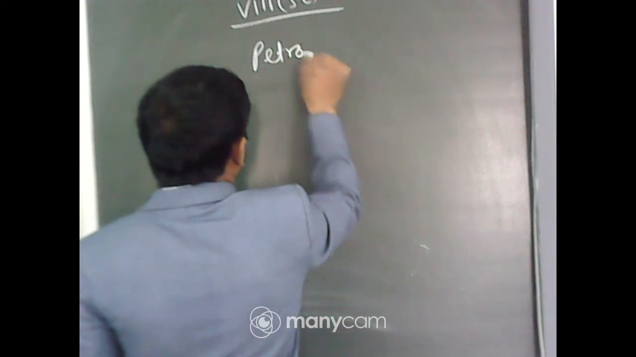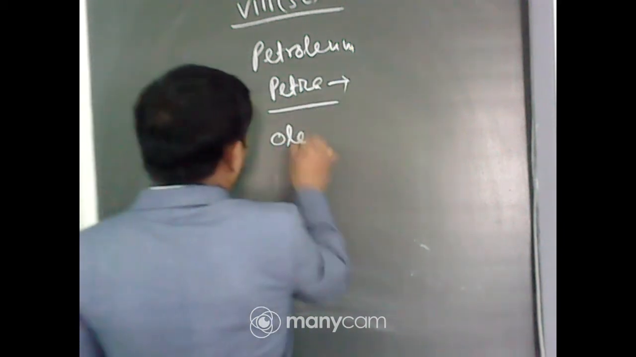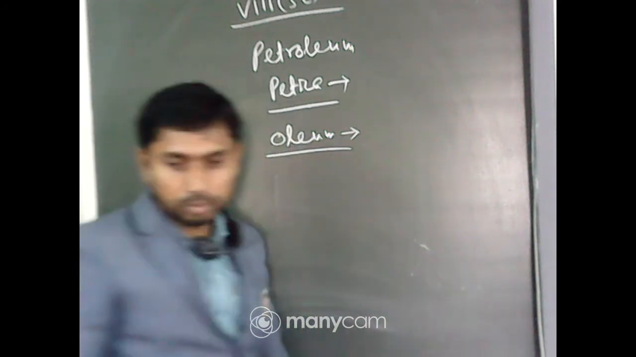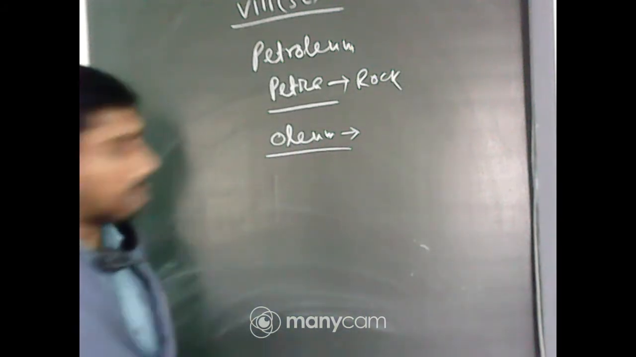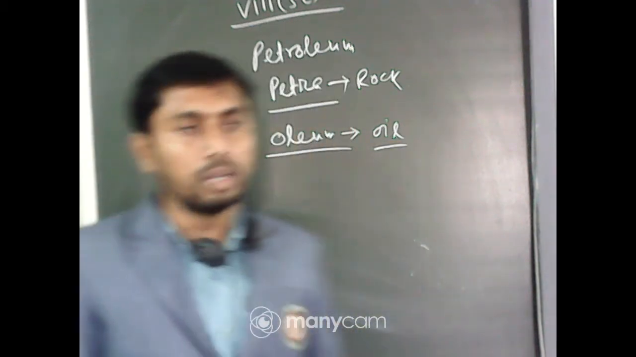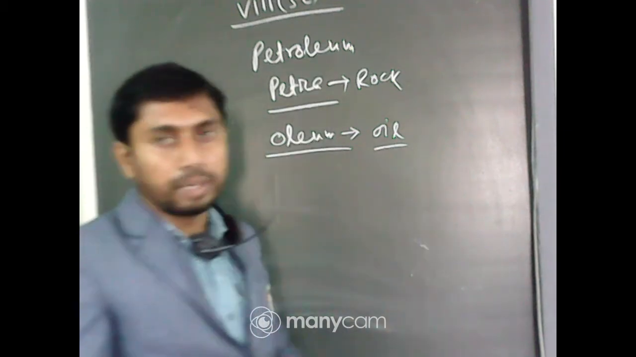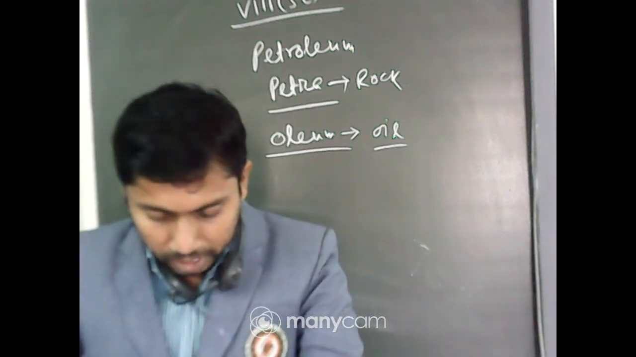What is the meaning of the word Petra? If you break the word petroleum, then Petra. What is the meaning of Petra? Rock, yes. So Petra means rock, and oleum means oil. So rock oil. So this is from different kinds of rock, from where the petroleum is extracted. This is also called crude oil.